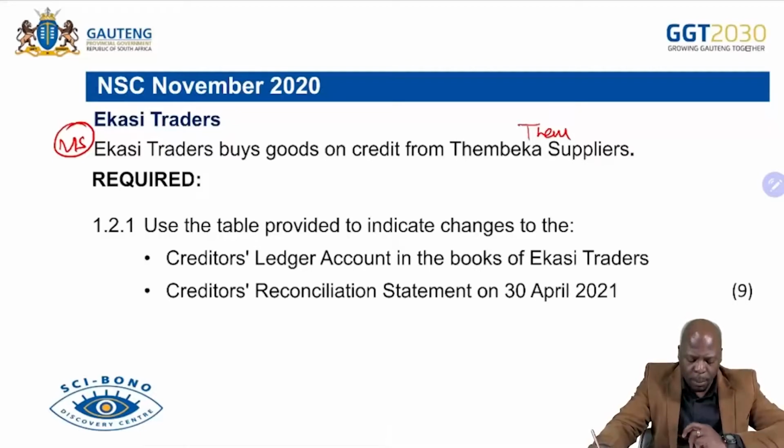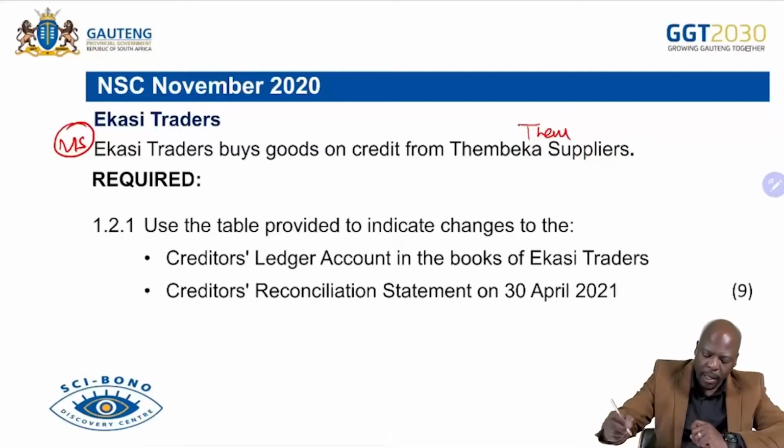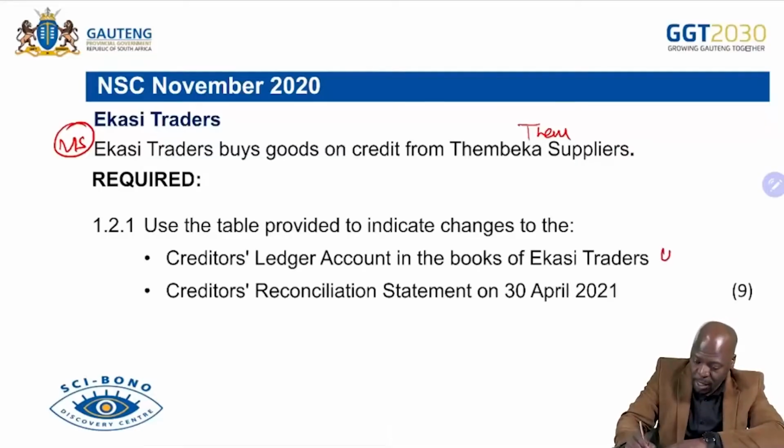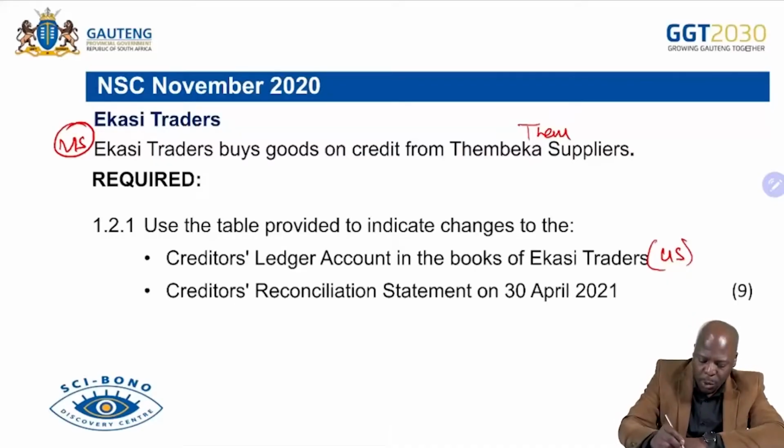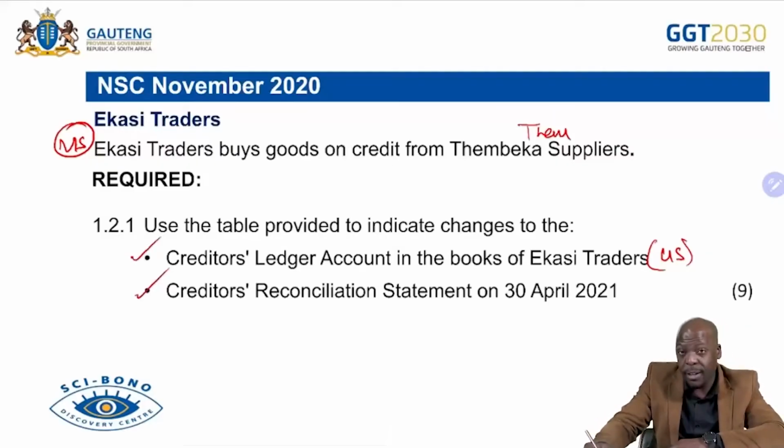Now, 1.2.1, use the table provided to indicate the changes to, number one, the creditors ledger account in the books of Ekasi traders. Remember, who did the creditors ledger? This was done by us. We do the ledger, all right? And the creditors reconciliation statement. So we are going to reconcile because there's a statement now which might be having errors. So we're going to do the creditors ledger as well as the creditors reconciliation statement.